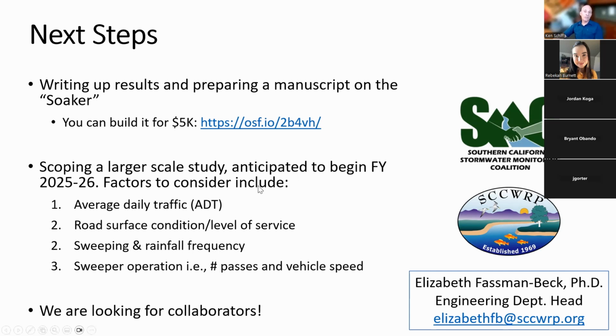For the larger scale study we're scoping right now, we've had some agreement that we want to include factors like traffic amount, road surface condition, and how often it's swept. We wanted to talk about different types of rainstorms, maybe more frequent, less frequent, more intense, less intense, more volume, less volume, and then something about the sweeper operation.